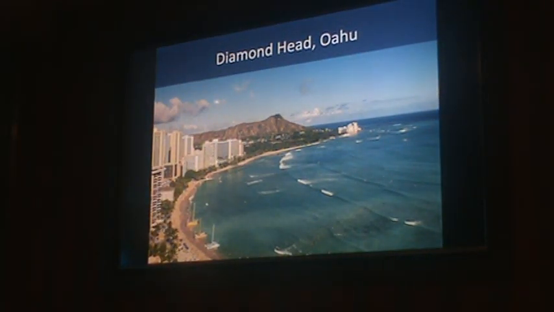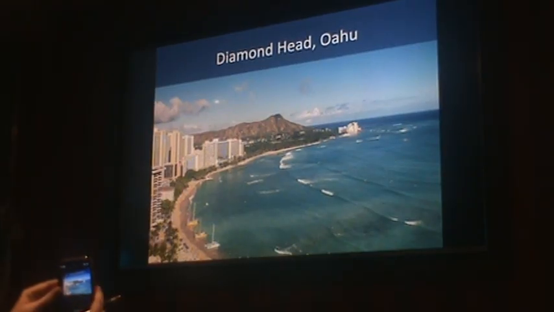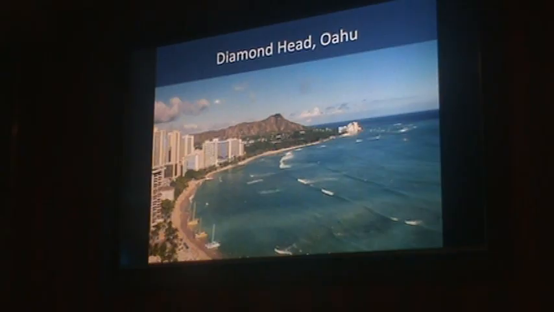All right, on we go. Diamond Head. And is anybody going to climb Diamond Head, by the way? Nobody? Why not? Nobody's planning it. I might do it. Are you going to? All right.